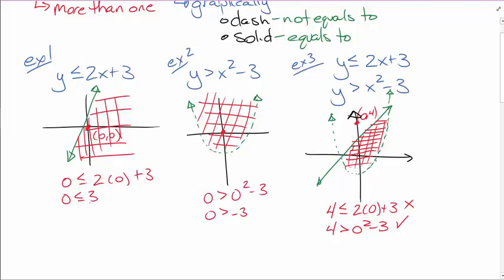One thing to note here is the points on the quadratic are not solutions, but the points on the linear are solutions. The points of intersection would not be solutions because they would satisfy the linear, but they would not satisfy the quadratic.